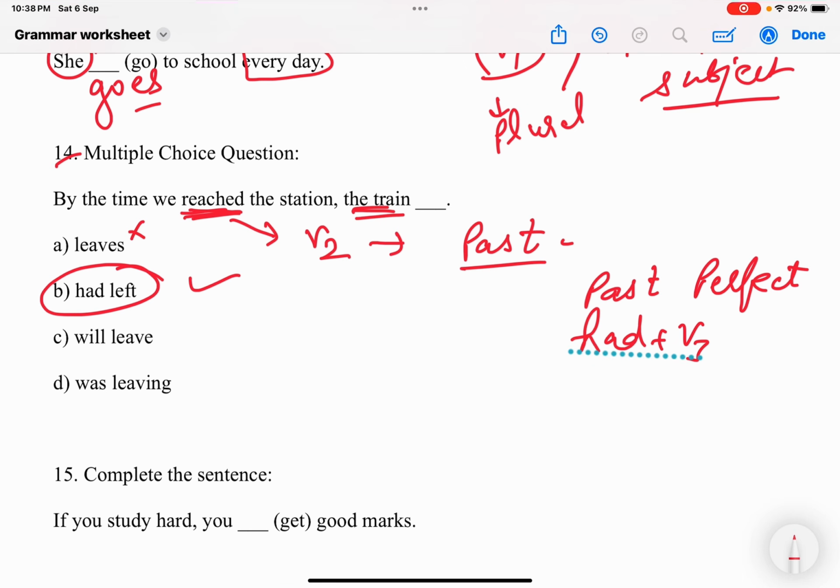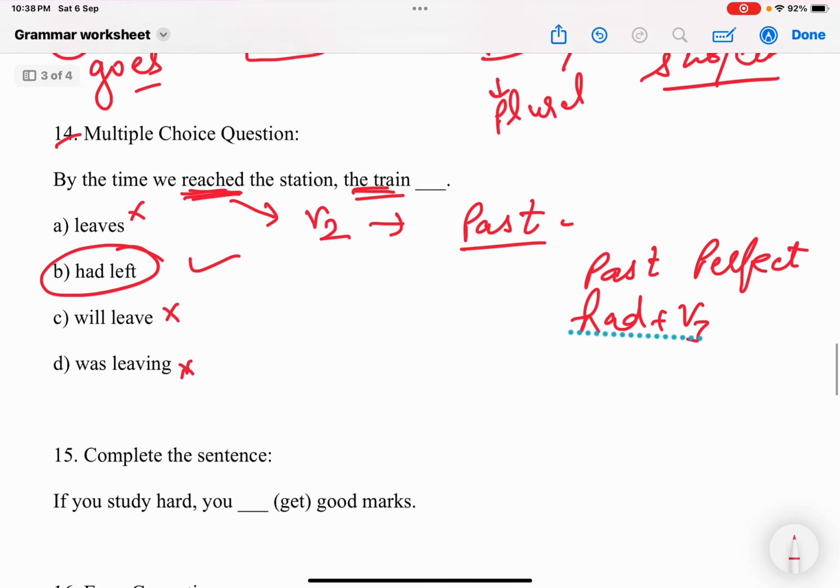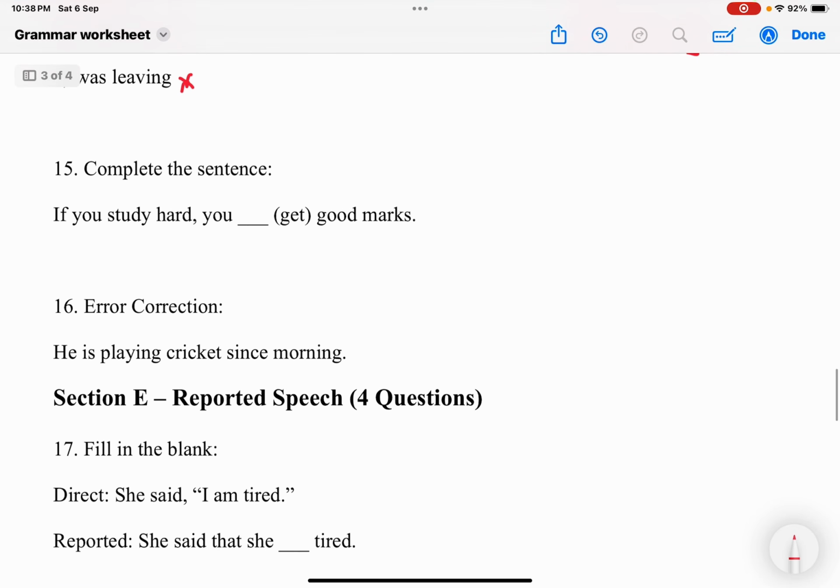Leaves, this is of present tense, so this is wrong. Will leave, future tense, this will also be wrong. Was leaving, that means the continuous. If the train was leaving, there was a possibility that they could catch the train, but they had missed it. Okay, they missed the train. By the time we reached the station, the train had already left. The train had gone, so we were late. So B is the correct answer. Next one is complete the sentence. If you study hard, you dash get good marks. This is of tenses.